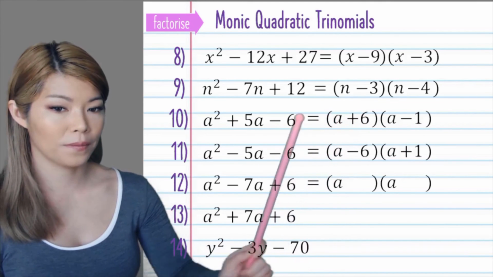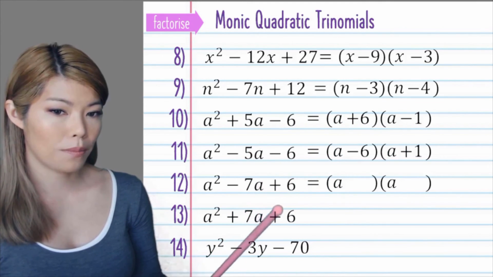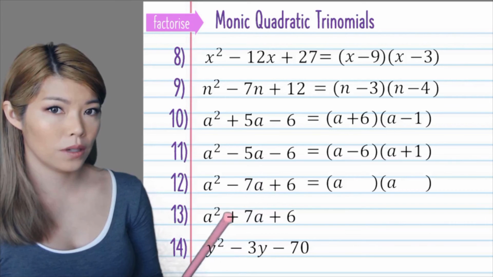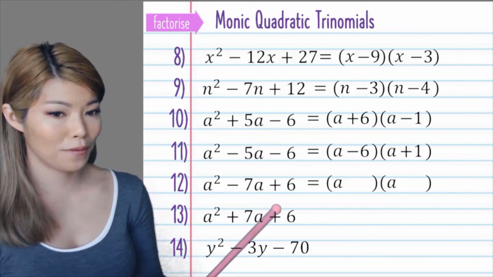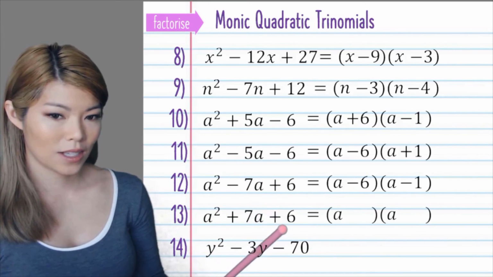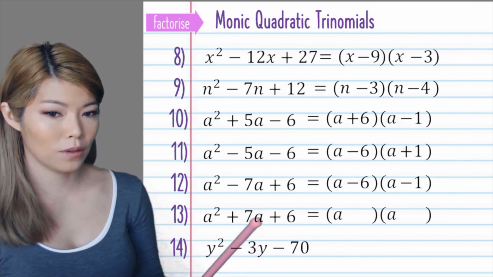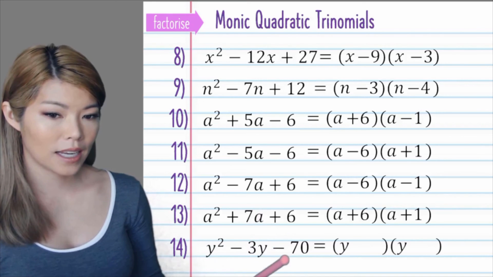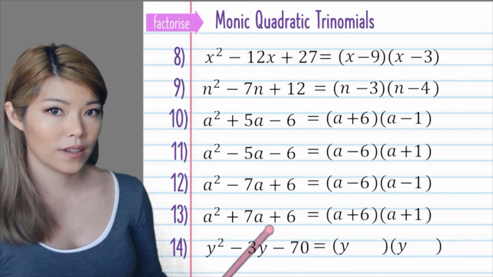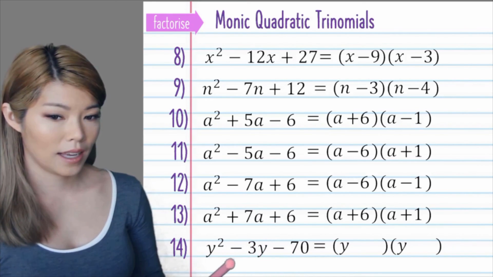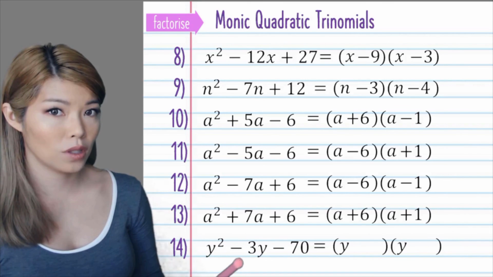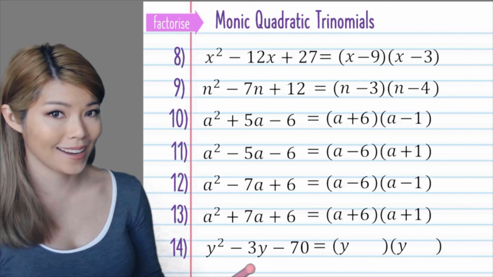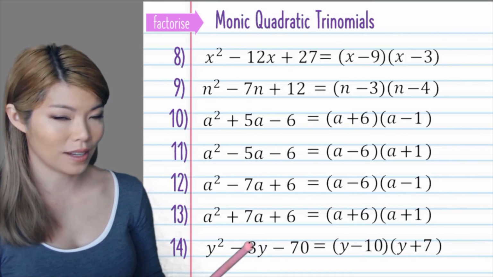Next bit. So positive 6 and I want negative 7 in the middle, that will be negative 6 and negative 1. And then next one, if I want positive in the middle and that positive, then they'll both be positive. And lastly, negative 70. Well, 7 times 10 is 70. And I want that to be also negative, so the bigger value, so negative 10 and positive 7.